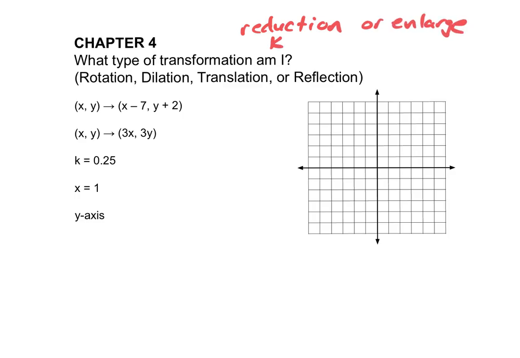If K is less than 1, it's a reduction. If K is bigger than 1, it's an enlargement. Okay? If I said K is 2, then we're going to double the size, or 3 would be tripling the size. If it's a translation, we're moving it left, right, up, and down. Okay? We're moving it some direction. In some cases, maybe multiple directions. Maybe we're going to move it 5 to the right and 3 up.